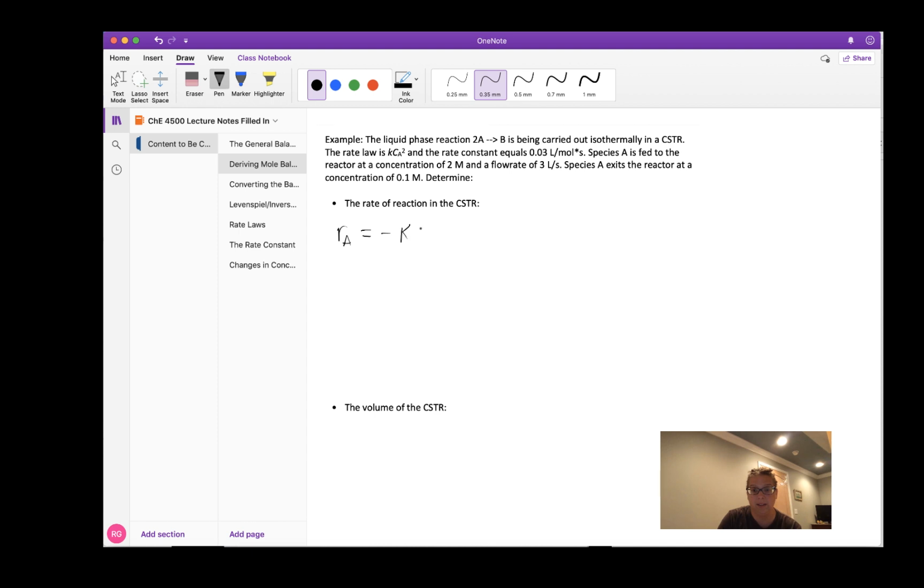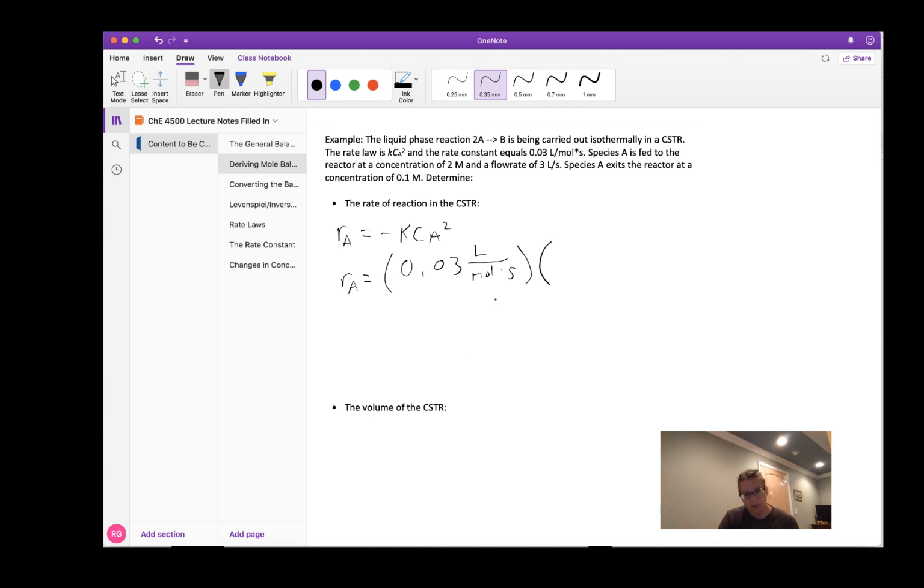It's k times C_A squared, where we know what k is. So what this says is the rate of A is negative, so the concentration of A is decreasing over the course of the reaction. A is net consumed. So let's write this in. r_A is equal to 0.03 liters per mole per second times C_A squared.